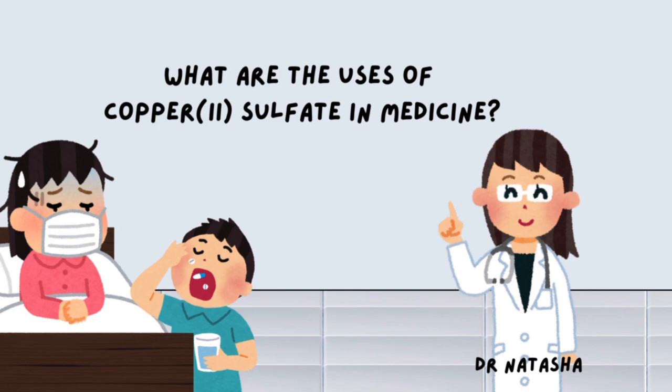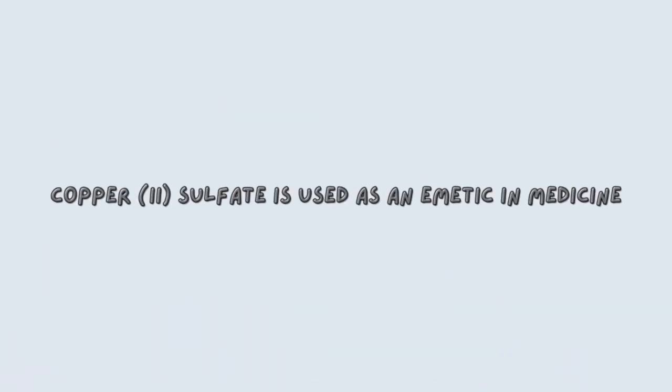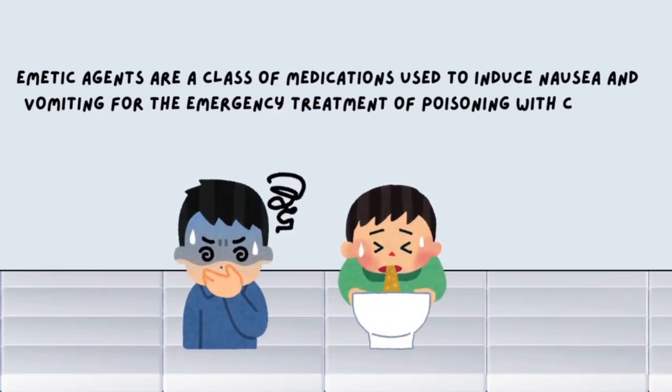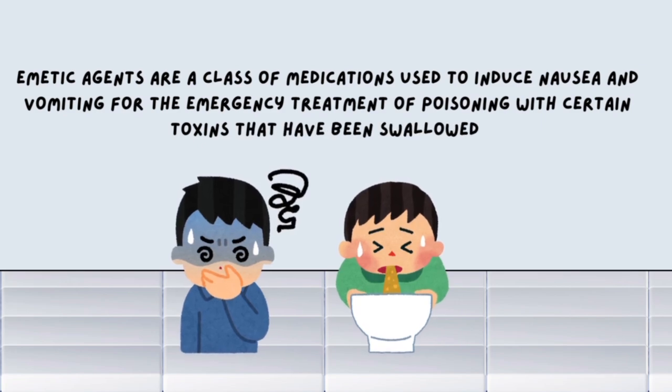Hi, Dr. Natasha here. So what are the uses of copper 2 sulfate in medicine? Firstly, copper 2 sulfate is used as an emetic in medicine. Emetic agents are a class of medications used to induce nausea and vomiting for the emergency treatment of poisoning with certain toxins that have been swallowed.